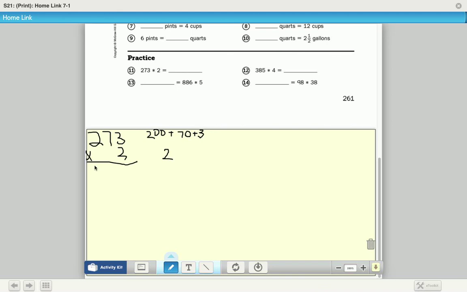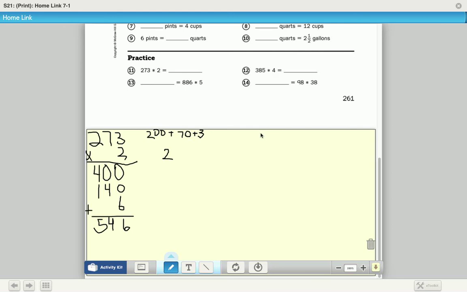So 200 times 2 is 400. So I'm going to put that underneath here for my first row of my answer. 70 times 2 is 140. So that goes under here. And then 3 times 2 is 6. So that goes in my last column. And then I add all 3 together. 0 plus 0 plus 6 is 6, 0 plus 4 is 4, and 4 plus 1 is 5. So 546 would be my answer for number 11.